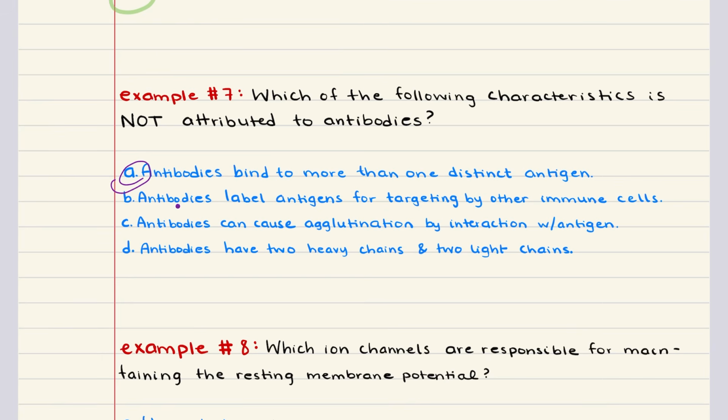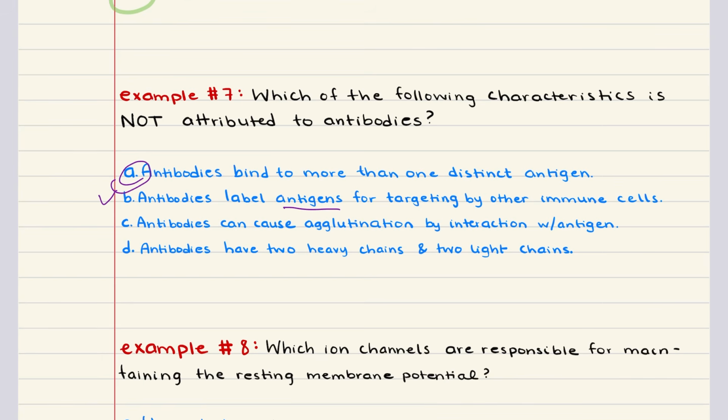B says antibodies label antigens for targeting by other immune cells. This is true. Antibodies can act like flags. They bind to pathogens and then signal other immune cells to come destroy the target. C says antibodies can cause agglutination by interaction with antigen.